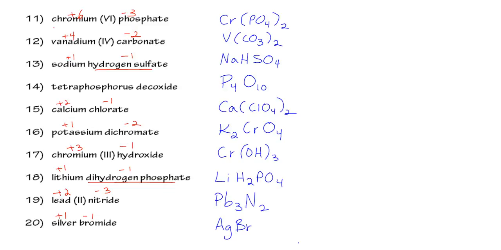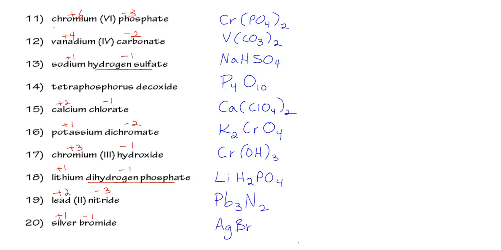So for example, like in number 12, vanadium +4 carbonate -2. I need 2 carbonate to make this neutral. Any ratio that varies on a 1 to 2 will give me a neutral compound, but I want to write that formula with the most simple ratio. So I need to leave it as 1 to 2 instead of saying like 2 to 4 or something like that. Note parentheses. I have to use parentheses when there's more than one of a polyatomic.